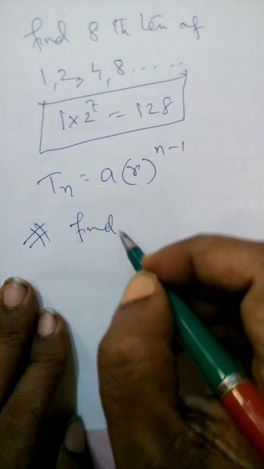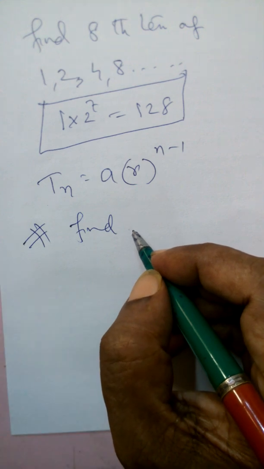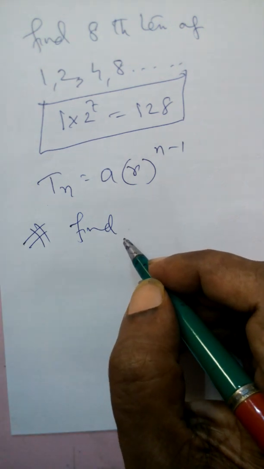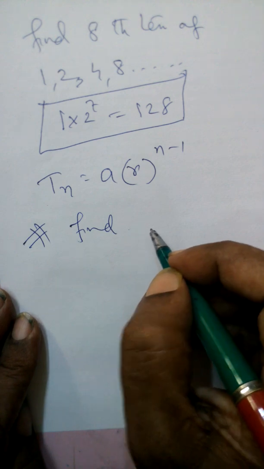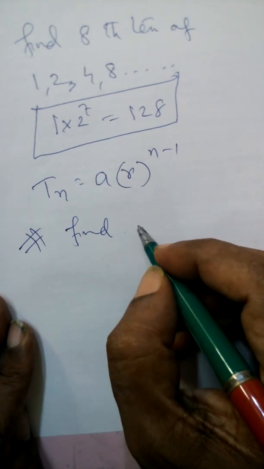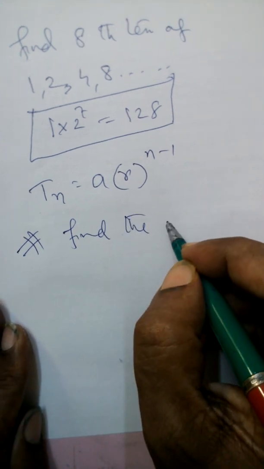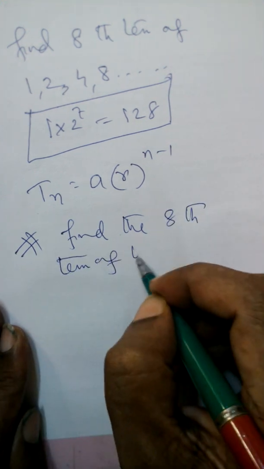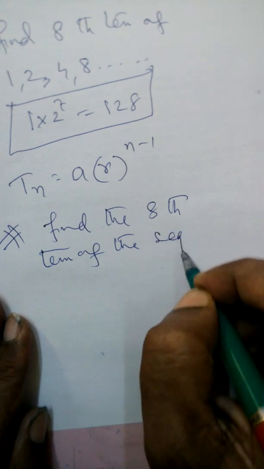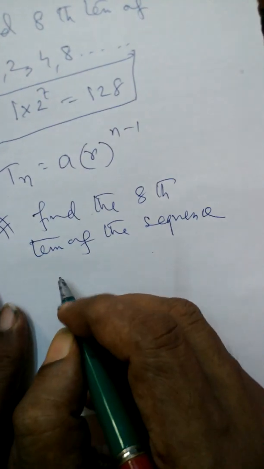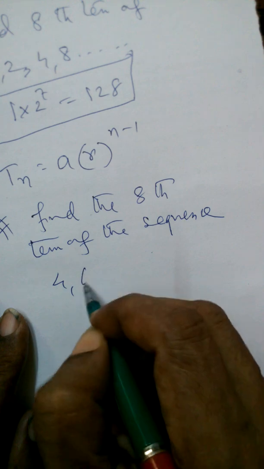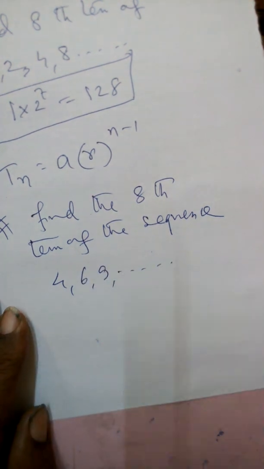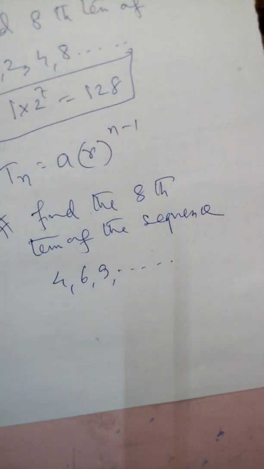Find the eighth term of the sequence 4, 6, 9, dot dot dot. I am not identifying the nature of the sequence. So it's a sequence. How do you know the sequence? Is it a gap or is it a ratio? I am not finding any constant gap.